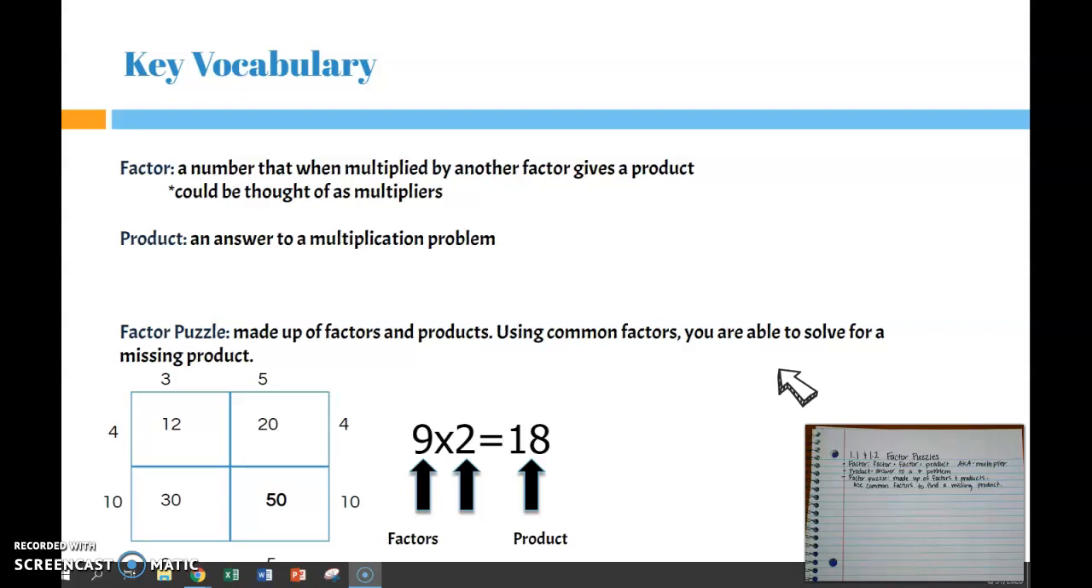I'm not going to just yet because I think it'll make things more confusing for you, but I am going to copy down the multiplication problem that we have right here. That way you can see a real-world example of where factors and products are. So we have 9 times 2 equals 18. 9 and 2 are our factors. 18 is our product.